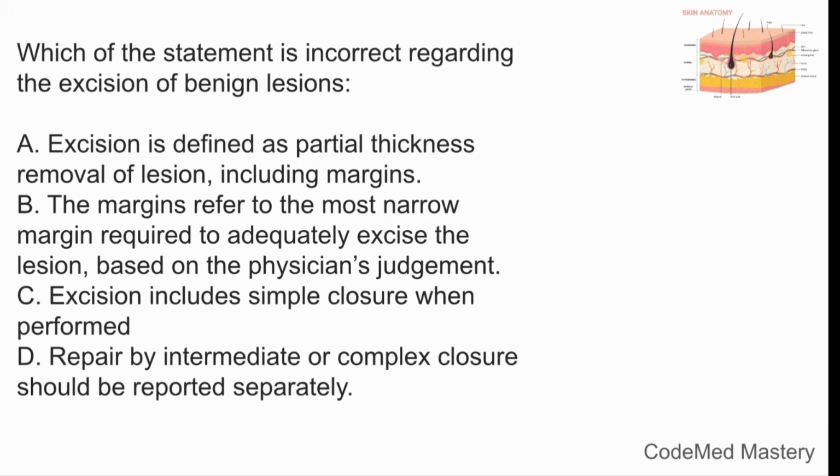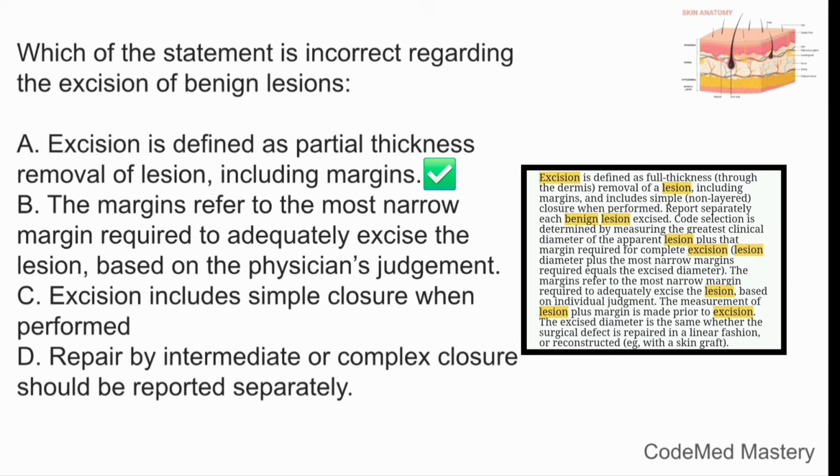The incorrect statement here is option A, excision is defined as partial thickness removal of lesion including margins. You can find the correct definition in your CPT manual under excision of benign lesions. Excision is defined as full thickness removal of a lesion including margins and includes simple closure when performed. Please highlight it. In the same paragraph, you can find other guidelines also.